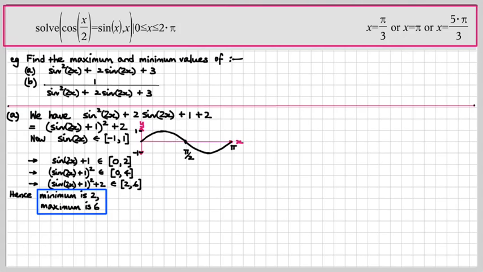Isn't that a good feeling? So you can do that. Come on, standing on your head. Just put your problem-solving hat on and you can do it.